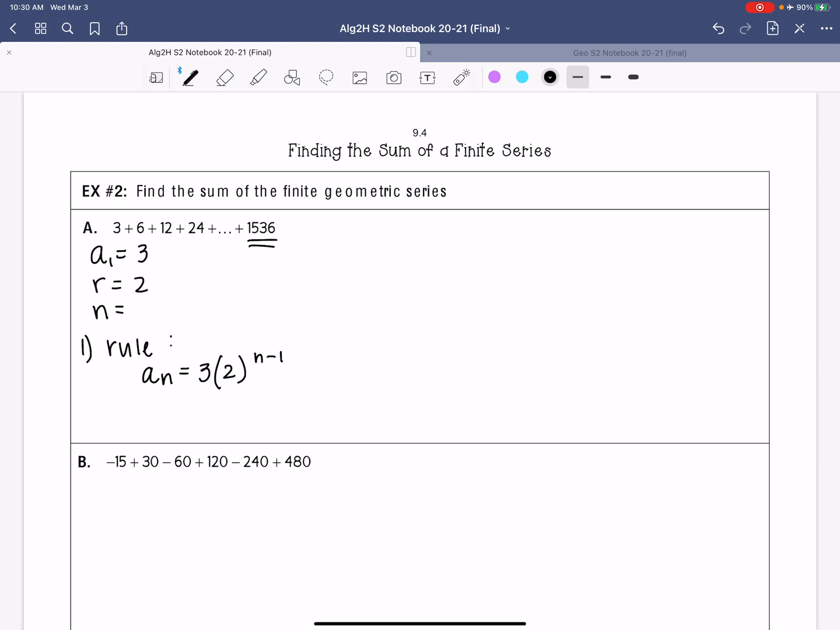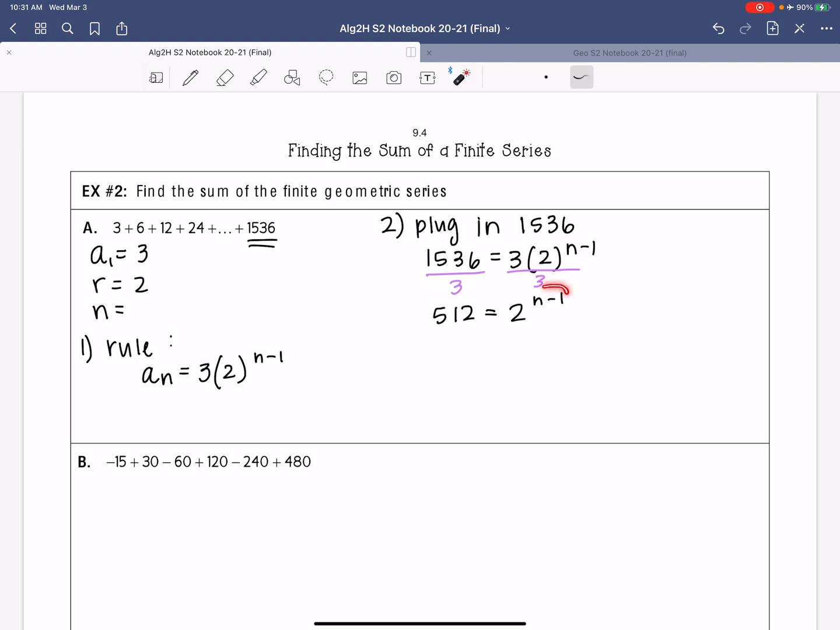Okay, the second thing we're going to want to do, step 2, is plug 1,536 into the formula so we can figure out what n is. So we're going to get 1,536 equals 3 times 2 to the n minus 1 power. Again, we're trying to isolate n, so we're going to divide each side by 3. When I divide that by 3, we're going to get 512 is equal to 2 to the n minus 1 power.